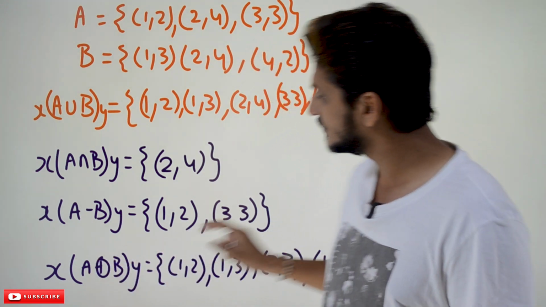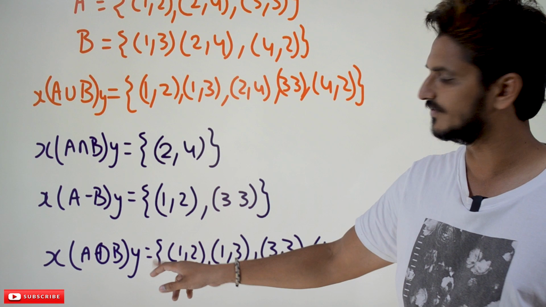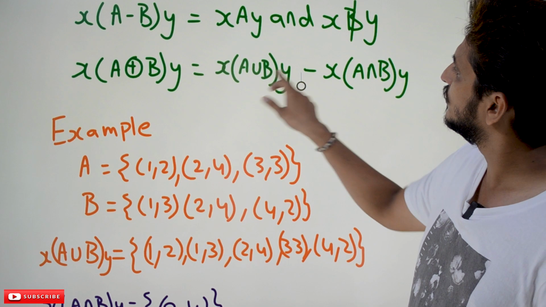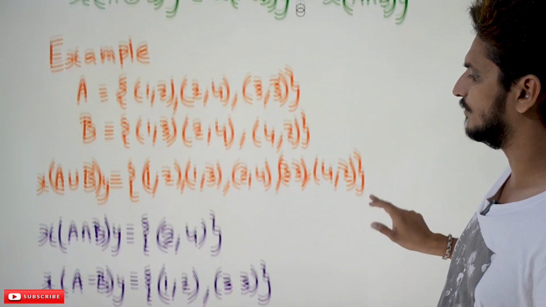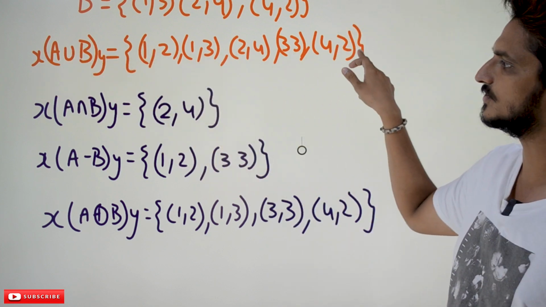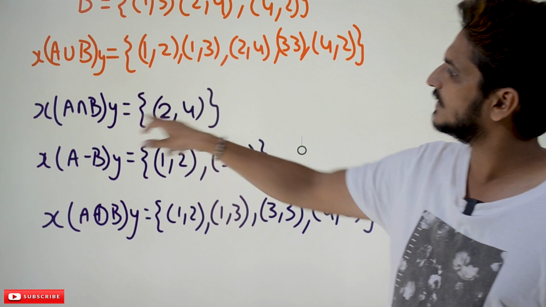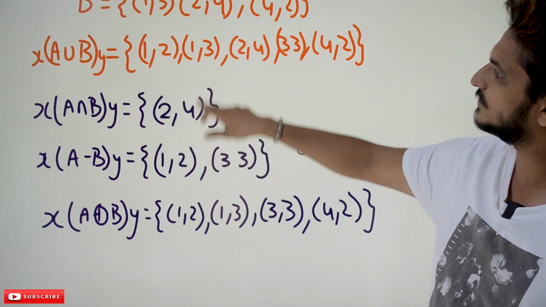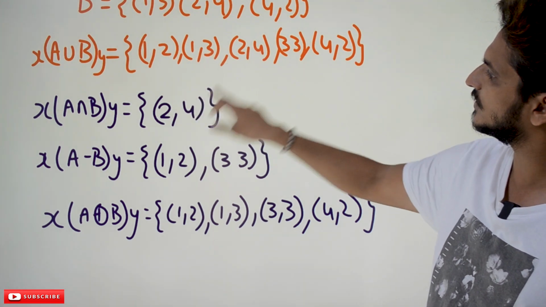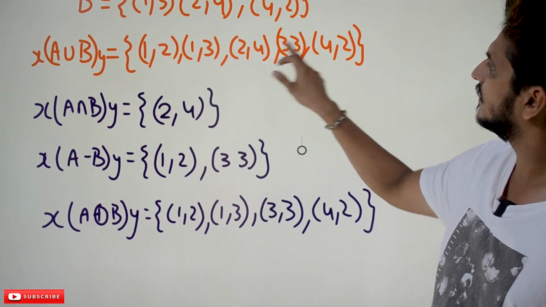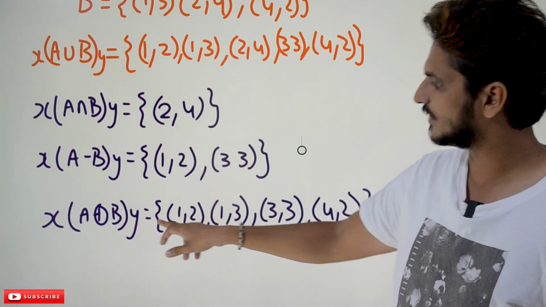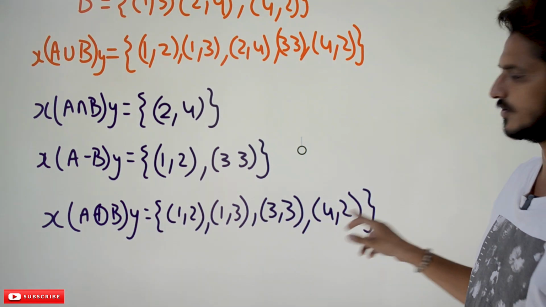Similarly, the symmetric difference A plus B is given as A union B minus A intersection B. What is A union B? This is the relation we found earlier. A intersection B is this relation. Now this minus this: (1,2), (1,3), and (2,4) is common to both, so don't add it. What remains is (1,2), (1,3), (3,3), (4,2). So A symmetric difference B is given as {(1,2), (1,3), (3,3), (4,2)}.